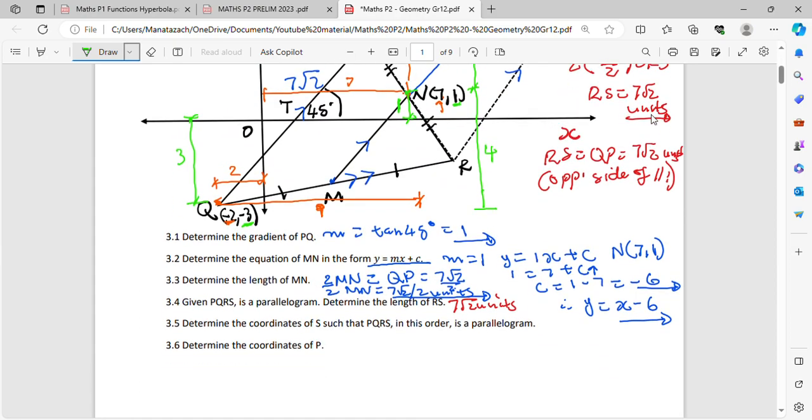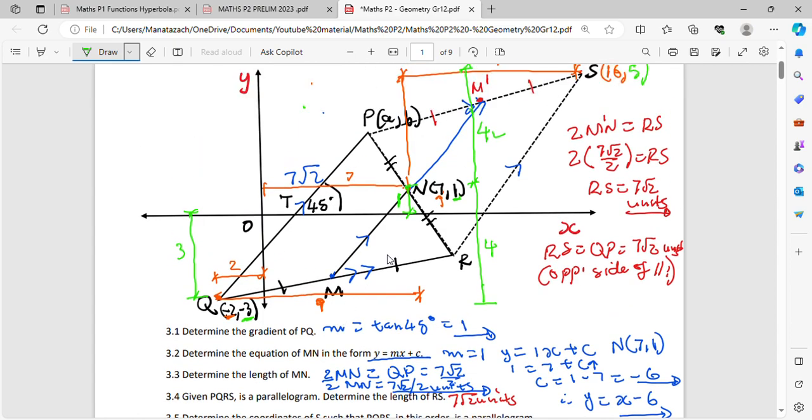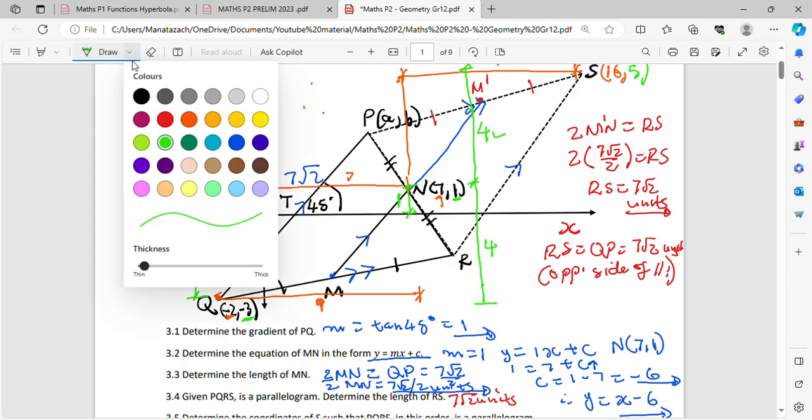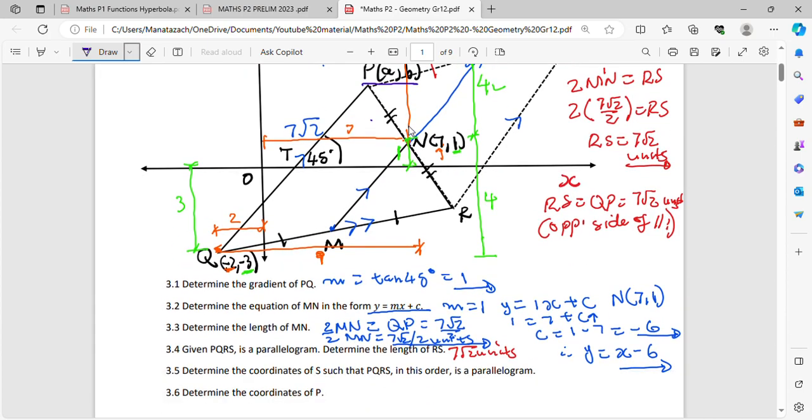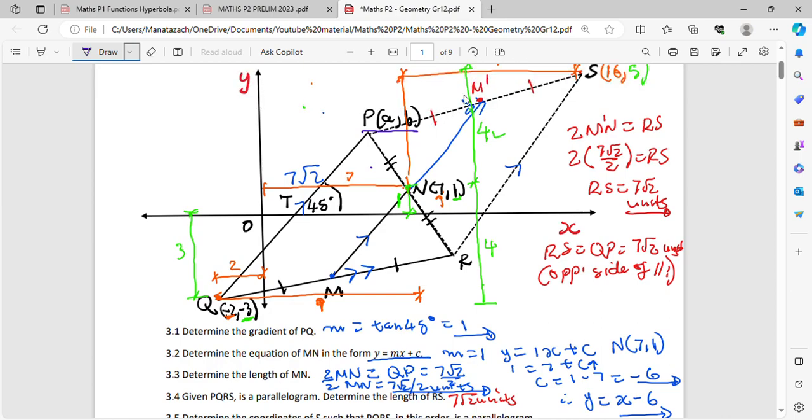Okay, now let's go to 3.5. Okay, we're done with 3.5. Determine the coordinates for P. So here is a P. Okay, I like to mix the colors a bit. Let's go purple now. Here is a P there. Now we know that the distance between P and Q is 7 root 2, right?